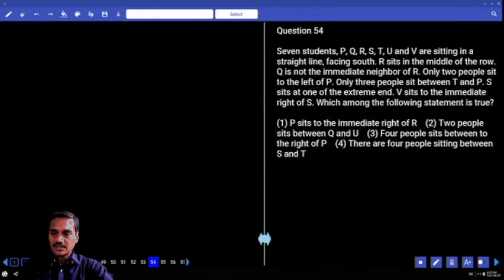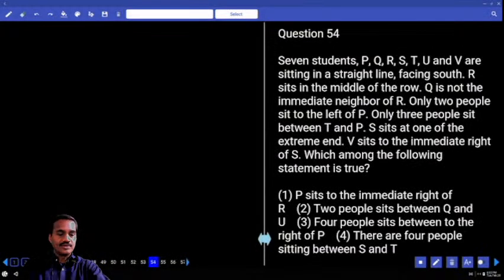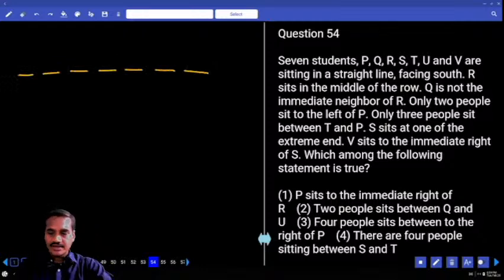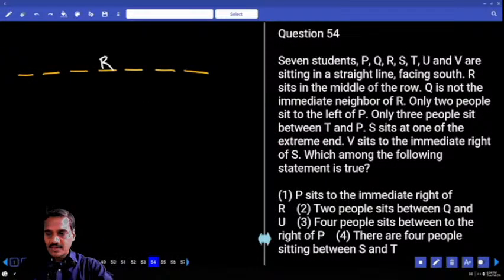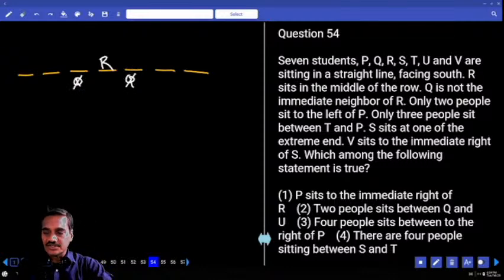Then coming to 54. Now here there are 7 students. These 7 students, P, Q, R, S, T, U, and V, are sitting in a straight line facing towards south. 1, 2, 3, 4, 5, 6, 7. And R sits in the middle of the row. R must be here. And Q is not the immediate neighbor of R. Q cannot be adjacent to R. Q cannot be here. Q is not adjacent to R.